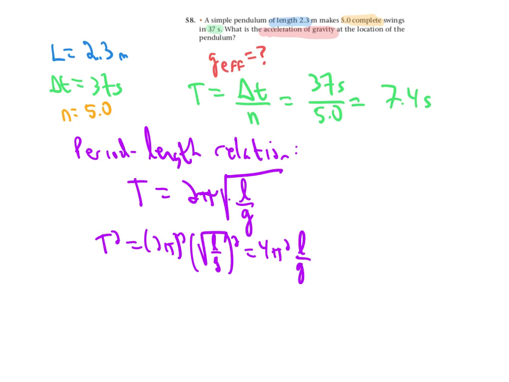And then we can multiply both sides by G and divide both sides by T squared. And that leads us to an isolation where we have this G effective. And I guess we really should be consistent here. This is really G effective in each case. We get that G effective is 4 pi squared L over T squared.